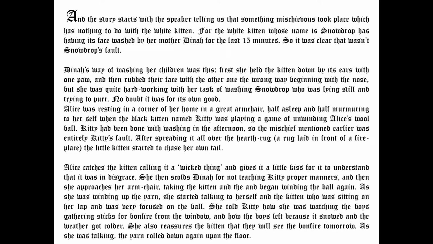The story starts with a speaker, that is Lewis Carroll, telling us that something mischievous took place which has nothing to do with the white kitten. So, right now we have a room, and inside it, some mischief has already taken place, and the white kitten is not to blame. The white kitten, whose name is Snowdrop, has been having its face washed by her mother, Dinah, for the last 15 minutes. So it was clear that it wasn't Snowdrop's fault. Now we have a mother and kitten. Dinah's way of washing her children was this. Now let us see how Dinah washes her children.